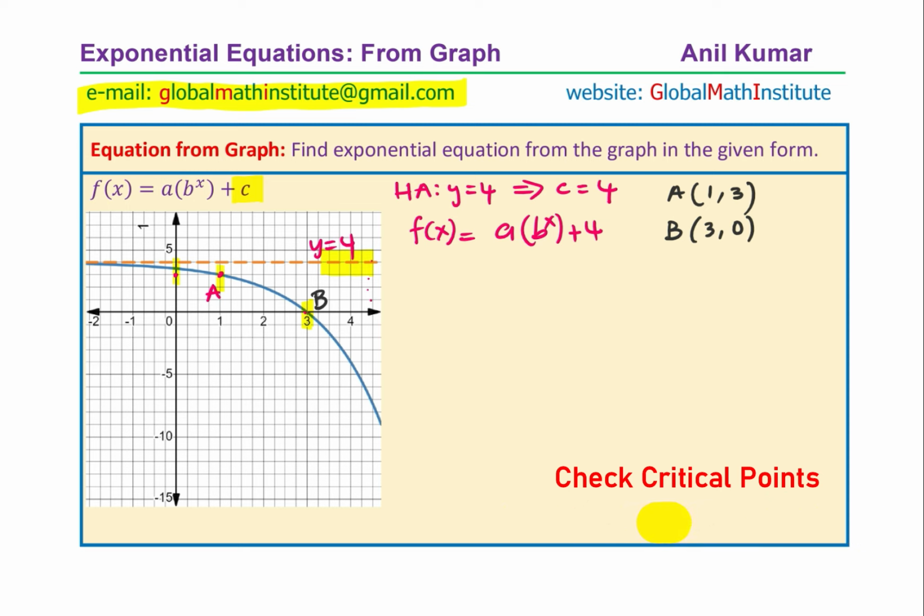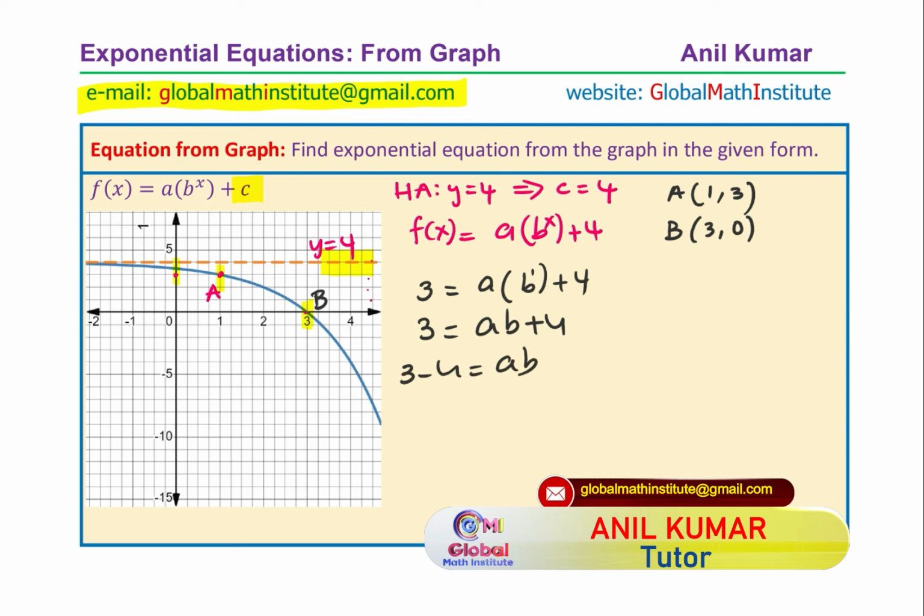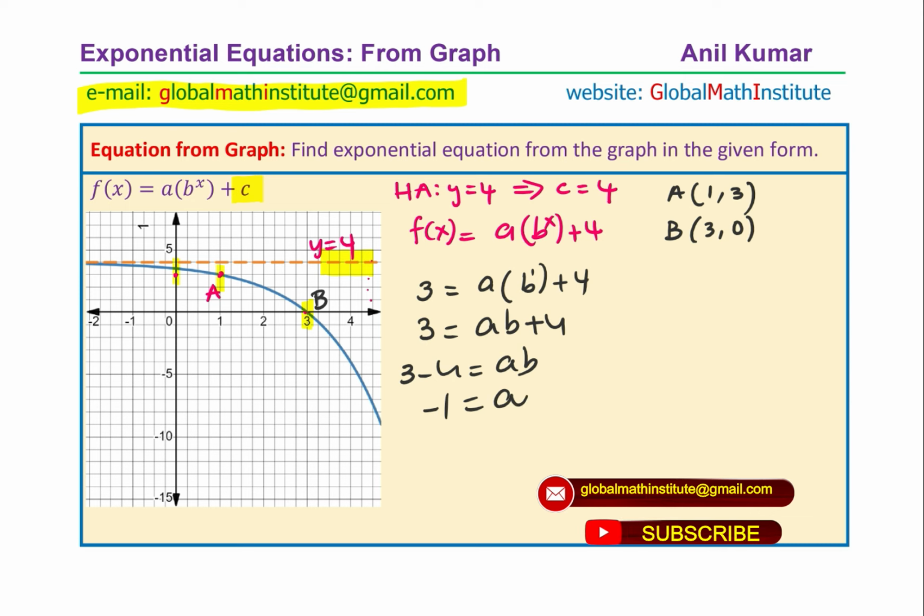So here is another strategy, right? So a is (1, 3). So I'll put 3 for y or f of x, and a b to the power of 1 plus 4. So that gives me 3 equals ab plus 4, right? Or 3 minus 4 is ab, or minus 1 is ab. Is that clear to you, right?